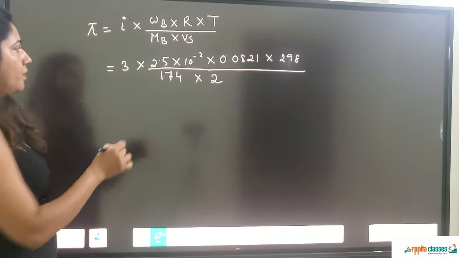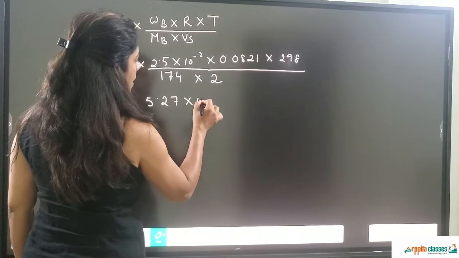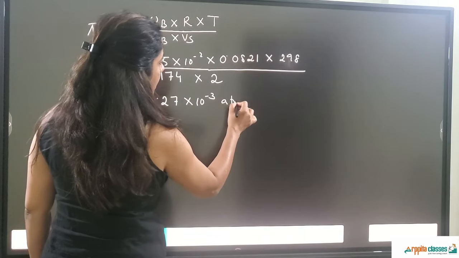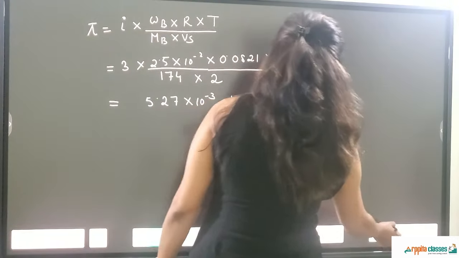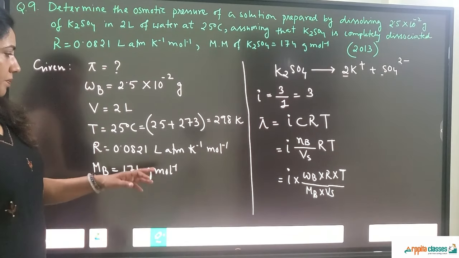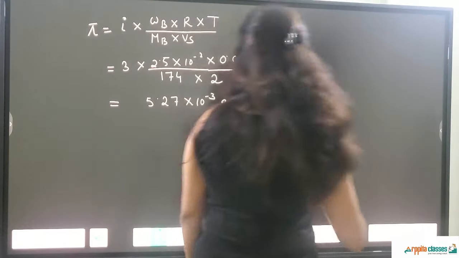So when we calculate, it is 5.27 into 10 raised to power minus 3 atmosphere. Pi is equal to 5.27 into 10 raised to power minus 3 atmosphere. Here R is given in atmosphere, so we got the value in atmosphere.